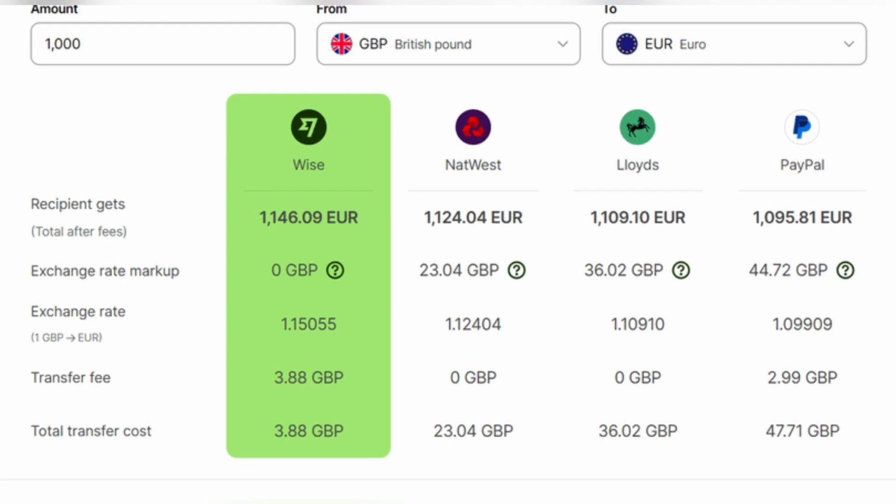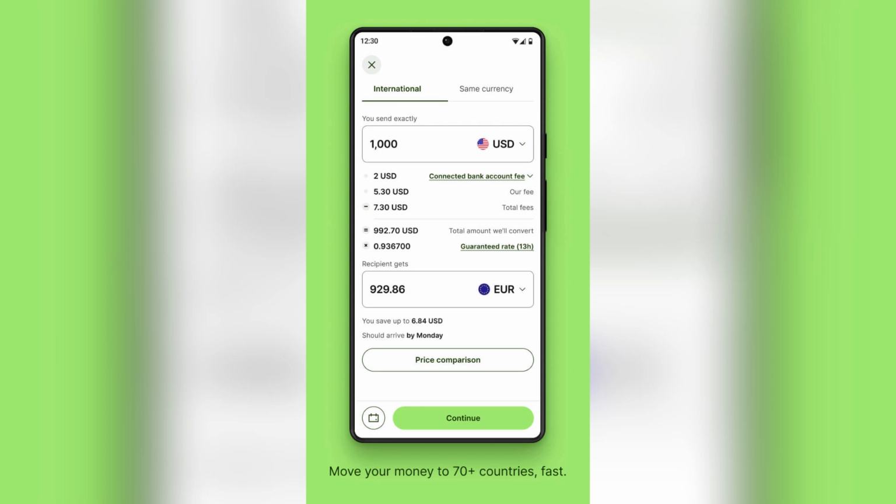Wise uses the mid-market exchange rate, also called the interbank rate, for all conversions. This is the real-time rate you see on Google or xe.com, the midpoint between the buy and sell prices on global currency markets. Unlike banks and traditional providers, Wise adds no markup or hidden margin to the rate. Instead, Wise charges a separate, transparent fee, typically around 0.35% to 0.6% on major currency pairs, varying by amount and route. You see the exact rate, fee, and final amount your recipient gets before confirming any transfer.